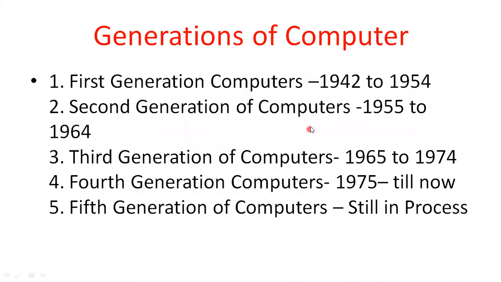Coming to the first generation, the range is 1942 to 54, 55 to 64 is the second generation, and then 65 to 74. That means 75 till now is the fourth generation. The fifth generation is still in progress.